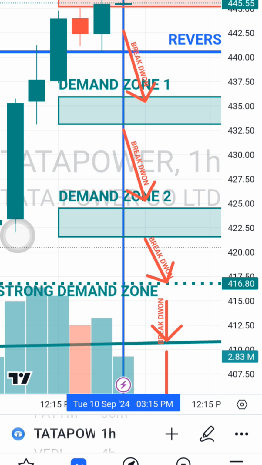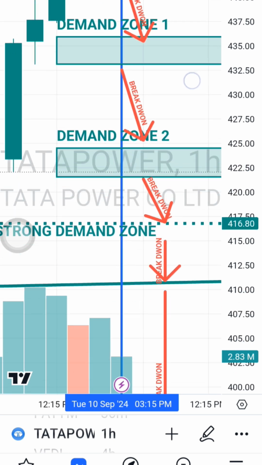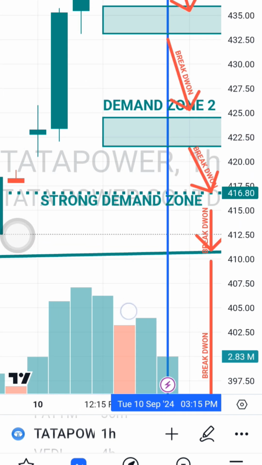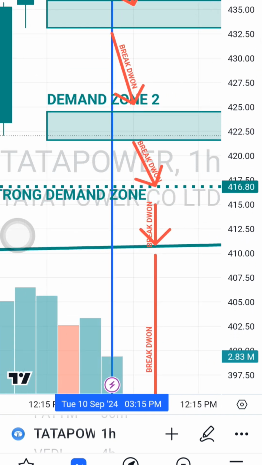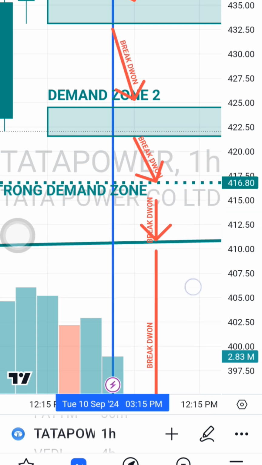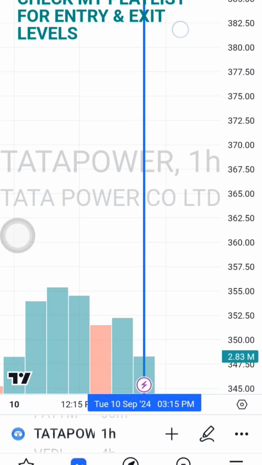If it breaks down below the demand zone 1, Tata Power share may come to demand zone 2. Again, if it breaks down below the demand zone 2, it may come to strong demand zone, and below there is an upward trend line. You can see the green line. Breakdown means the real breakdown will be if the trend line breakdown happens. That will be the real breakdown.